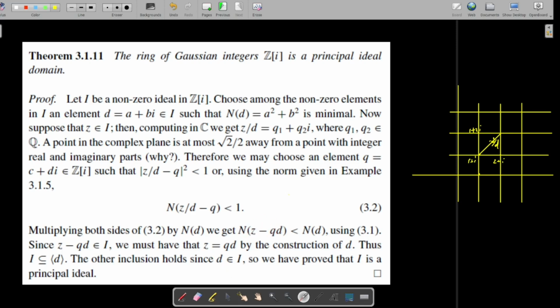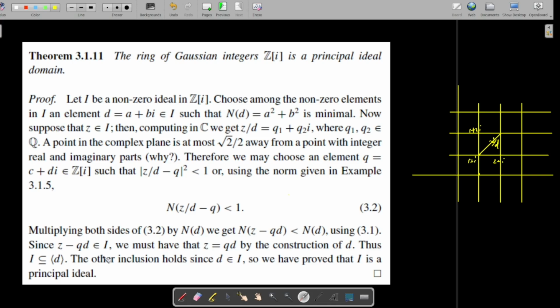So we must have z equal to qd, and we constructed this element d in such a way that an arbitrary element z belonging to I is of the form z equal to q times d, where q is an element of Z[i]. Thus, if you take any element in I, it's a multiple of d. That means that I is a subset of the ideal generated by d.